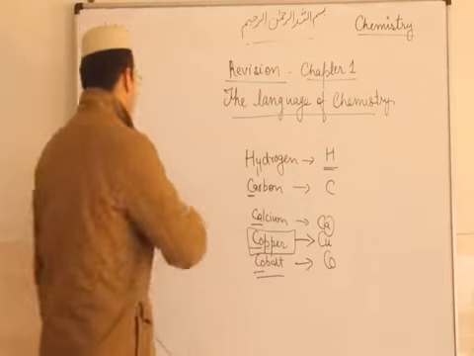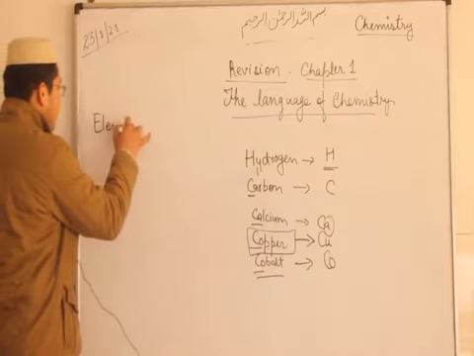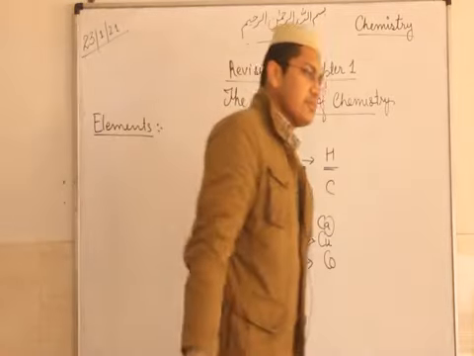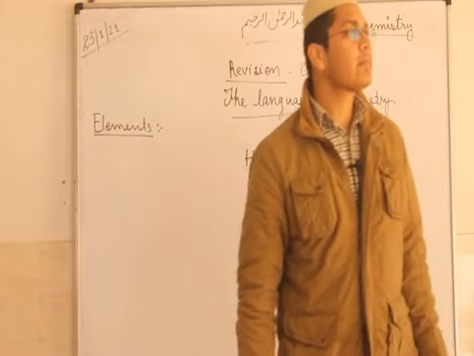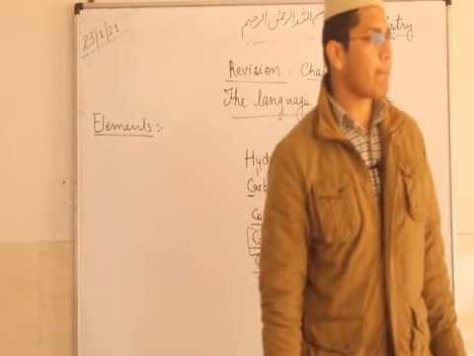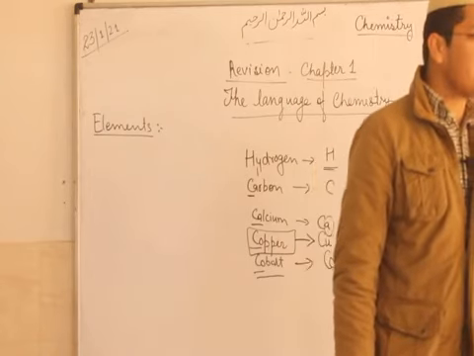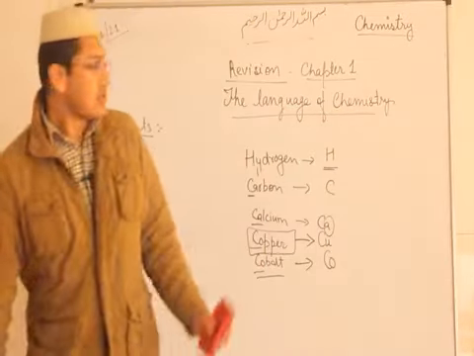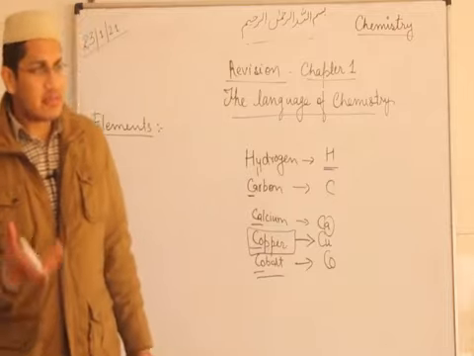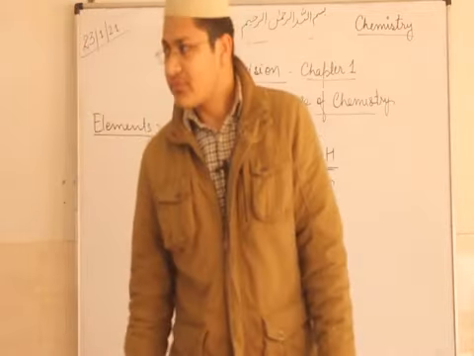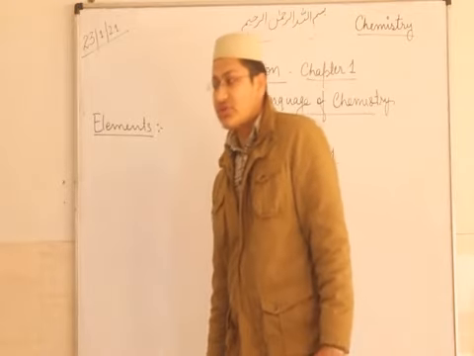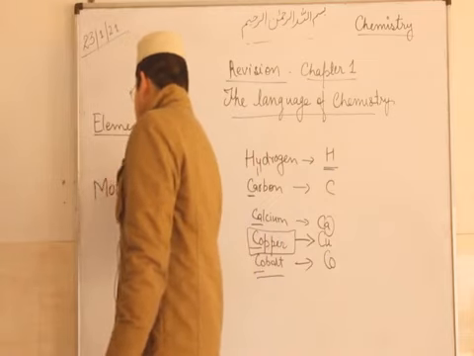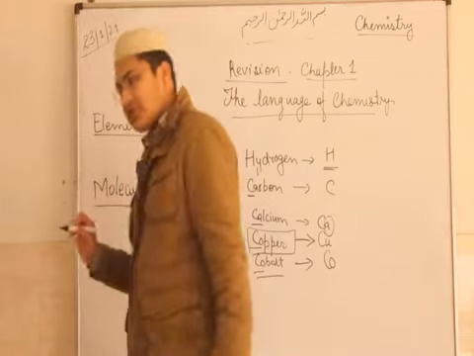Now the next thing is about elements. What is an element? You can say a group of same kind of atoms, similar atoms. Yes, definitely. Yes, what is a molecule? It is the smallest divisible component of a compound. Now, what is the difference between element and molecule? Yes, I will tell you.